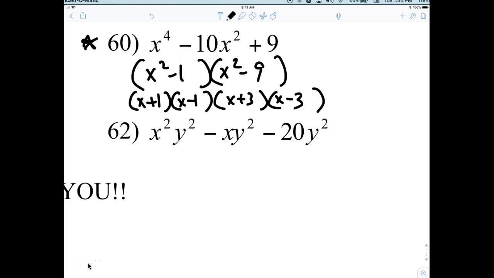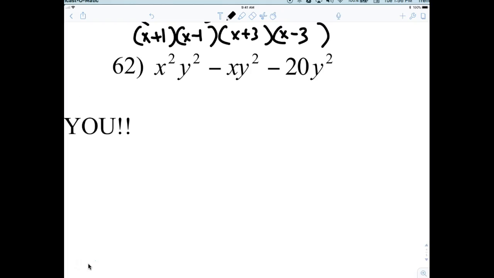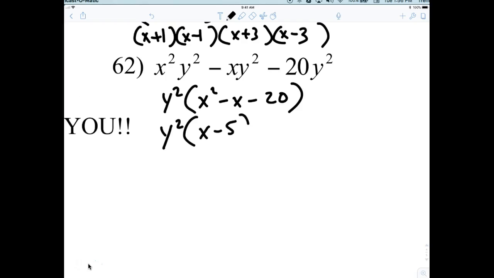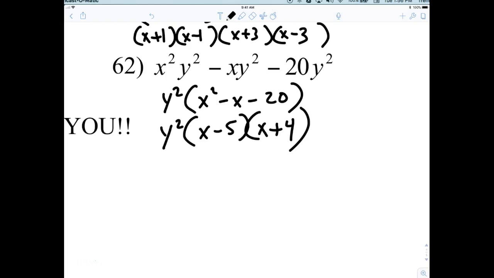All right. What's common in 62? y squared. And now at this stage of the game, that should have been just as basic as it can get. Anybody have any issues? Math, that is. Anybody have any questions with that?